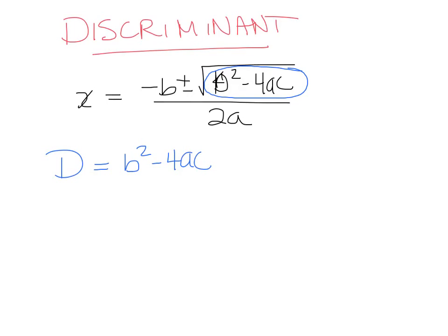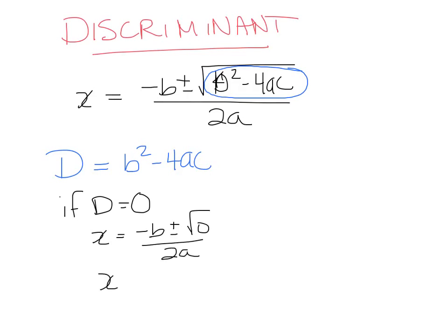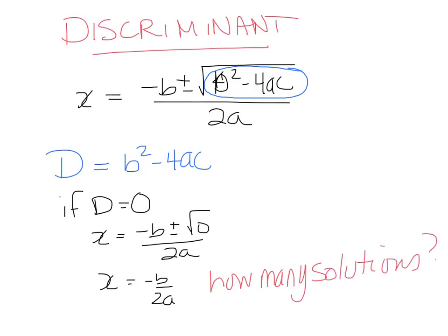Well, what does the discriminant tell us? Let's see. If the discriminant is 0, let's talk about that first. Then you have x is equal to minus b plus or minus the square root of 0, all over 2a. But wait a minute, the square root of 0 is just 0, and it doesn't matter if you add or subtract a 0, so it's just minus b over 2a. The question would be, how many solutions? Figured out, there's only one.